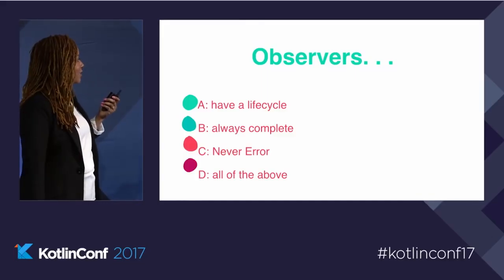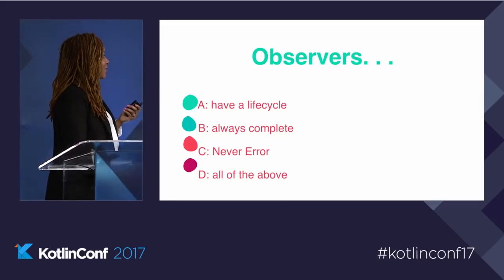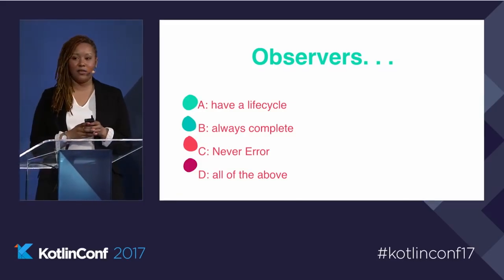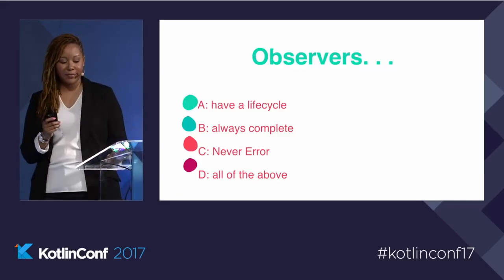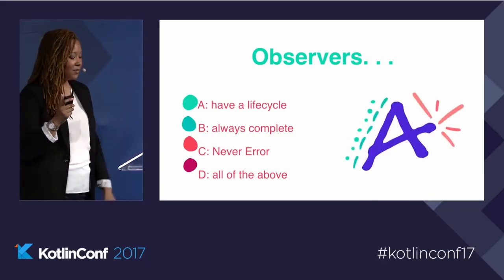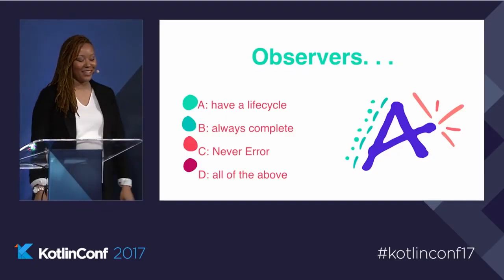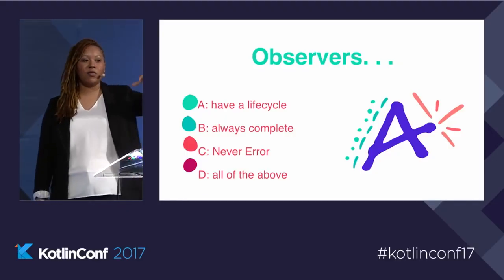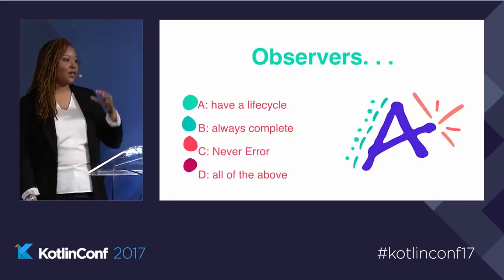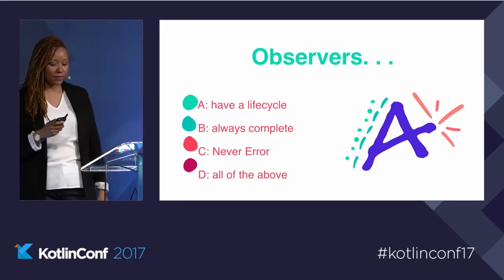Now, pop quiz. Observers have a life cycle, always complete, never error, or all of the above. What would you say? Right, it's A. Not that nice. Wasn't going to be all D, right? They have a life cycle. So they go through that little process that we saw before in the diagram, and they can either complete successfully or end in an error.